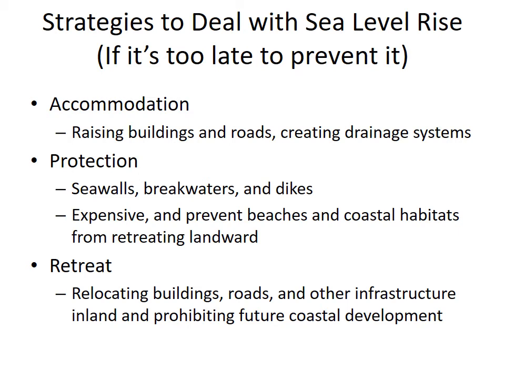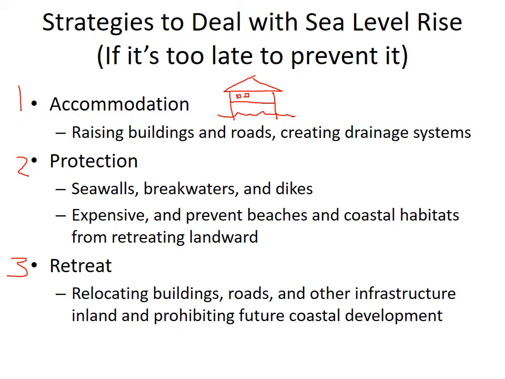Anyways, so for the climate change that's going to happen, there are three main strategies for dealing with it. There's accommodation, protection, and retreat. So accommodation means you sort of let the sea come to you, and you raise buildings and roads. You can put a house up on stilts, so the water can come under the house. That may work better in some areas than other areas. You can create drainage systems to help the water drain back into the sea after a high tide more easily. So places like Miami and the Keys, for example, are trying to do accommodation to deal with sea level rise to some extent.